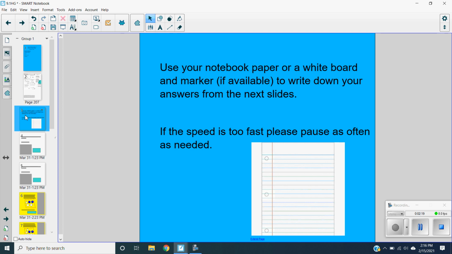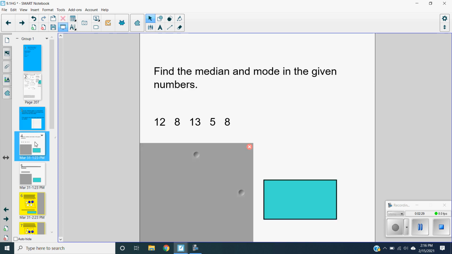For the next part of the lesson, use either notebook paper or whiteboard and marker if available to write down your answers. If the speed is too fast, pause as often as needed. So for this first question, find the median and mode in the given numbers. So we have the numbers 12, 18, 13, 5, and 8. Could you press pause to find both the median and the mode, and then press play when you're ready to check?